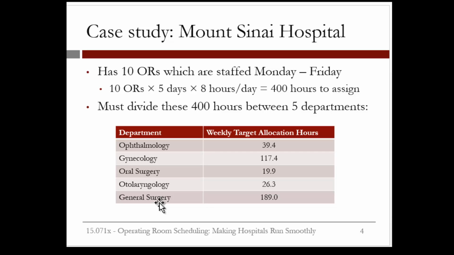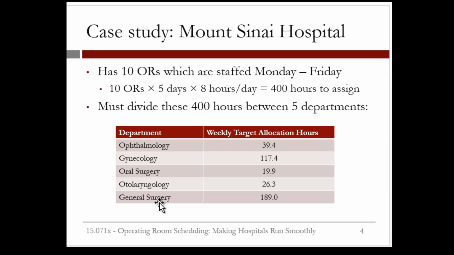In this recitation, we'll consider a case study of Mount Sinai Hospital in Toronto. There are 10 operating rooms at Mount Sinai, which are staffed from Monday through Friday. So 10 ORs times 5 days times 8 hours per day means that they have 400 hours to assign between 5 different surgical departments. The departments they're assigning are ophthalmology, gynecology, oral surgery, otolaryngology, and general surgery. Each of these departments has come up with a weekly number of target allocation hours. For example, ophthalmology requests 39.4 hours of operating room time, and otolaryngology requests 26.3 hours of operating room time.